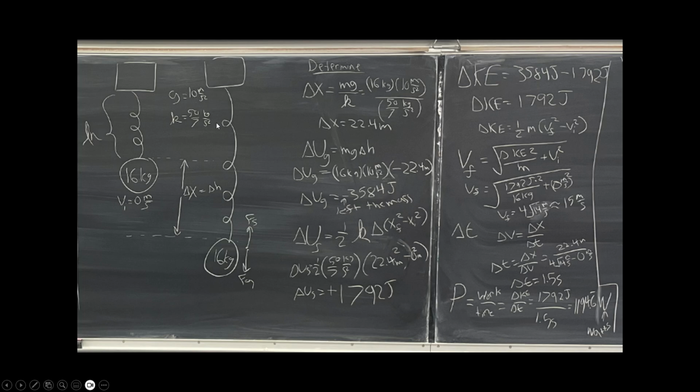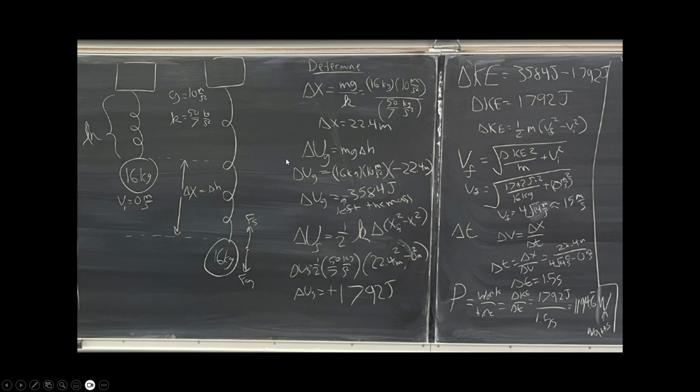Now let's start using these parameters. First, let's determine our displacement, delta x. Well, that'll be mg over k, mass times gravitational acceleration over our spring constant. The mass that we're given is 16 kilograms. We're told that g is 10 meters per second squared, and we already determined in the prior example that k is 50 over 7 kilograms per second squared. This gives us a displacement of 22.4 meters.